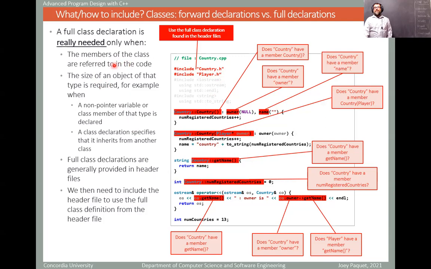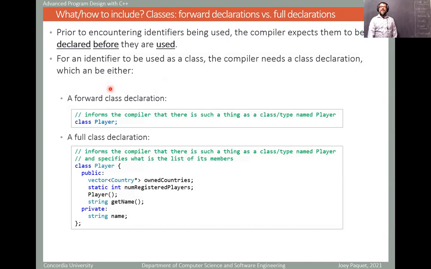Okay, so it's really needed either when you refer to the members of the class, which are provided in the full class declaration, or when the size of an object of that type is required. So, what does the size have to do with it? What does the class declaration have to do with size?